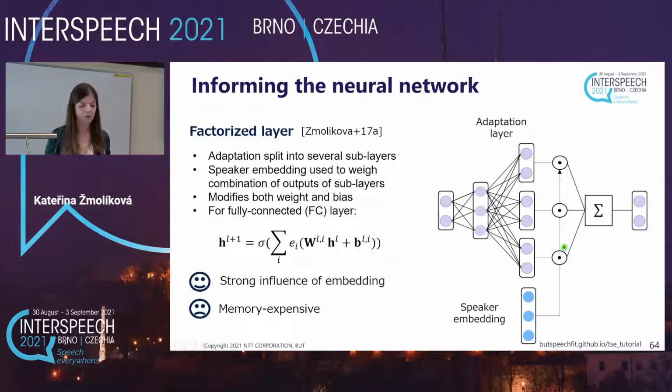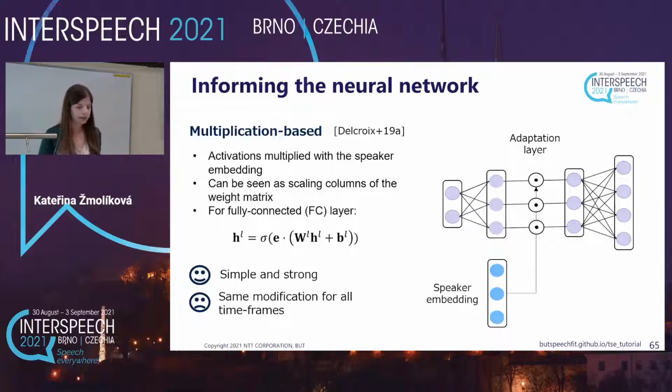The weights of the combination are determined by the speaker embedding. The parameters of the sublayers can also be seen as a basis of a subspace of the parameters of the neural network, and the speaker embedding then determines where in this subspace we take the parameters. In this method, the speaker embedding has a very strong influence on the parameters. It basically completely changes the parameters of the layer, but the disadvantage of this method is that it is very memory expensive because we need to store the parameters of all of the sublayers.